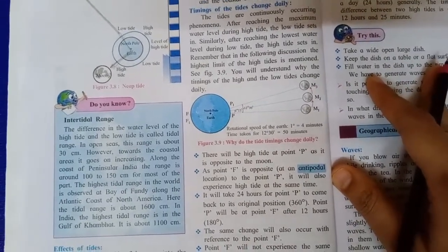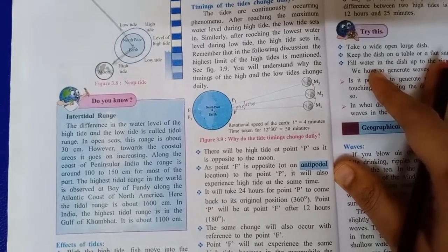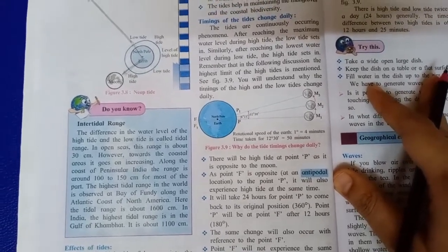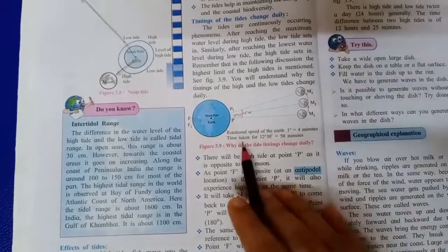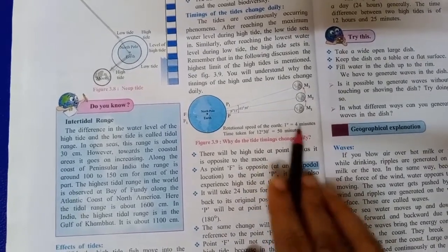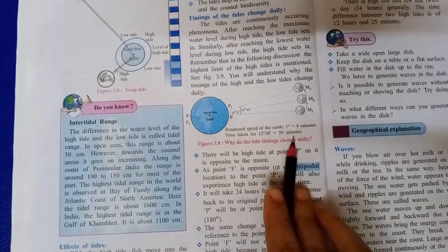Point F will experience the same high tide because in the meanwhile the moon also would have moved a little ahead, approximately 6 degree 15 minutes. So now see here, they had given the rotation speed of the earth: 1 degree is equal to 4 minutes, and time taken for 12 degree 30 minutes is equal to 50 minutes.